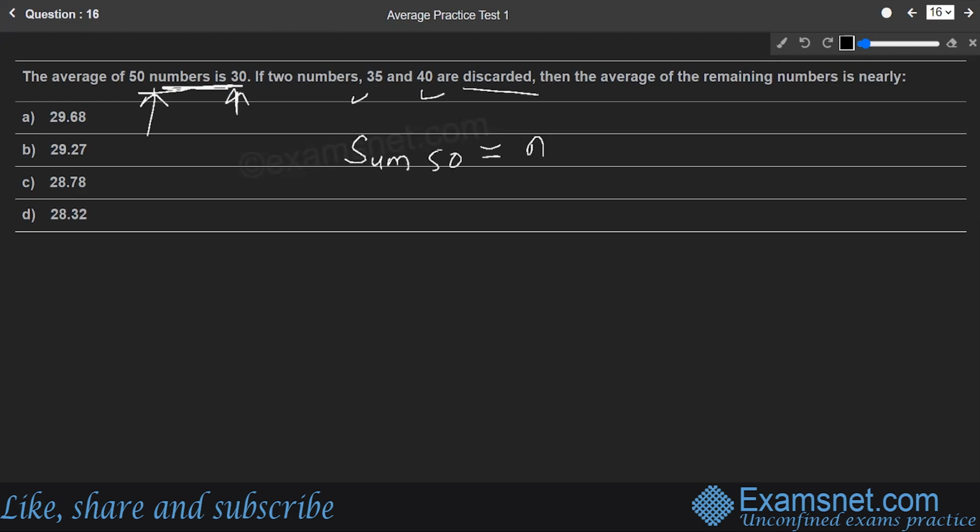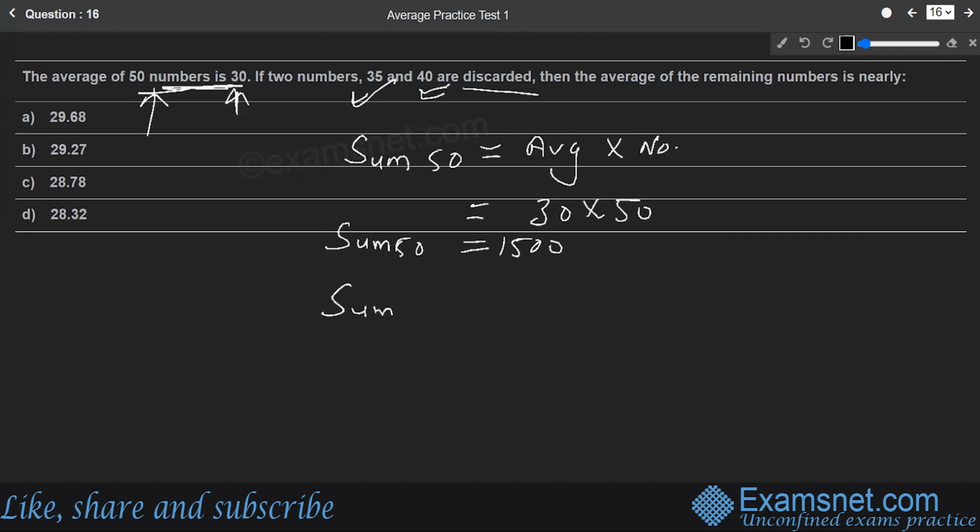The sum of the 50 numbers is always going to be average multiplied by the number of things involved. So the sum of those 50 numbers is nothing but the average, 30, into the number of numbers, 50, so it is 1500. That is the sum of the 50 numbers. He says two numbers, 35 and 40, are discarded. So if two numbers are discarded, how many numbers are left? Only 48 numbers are left.